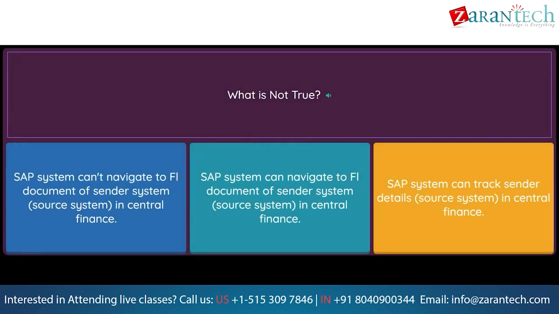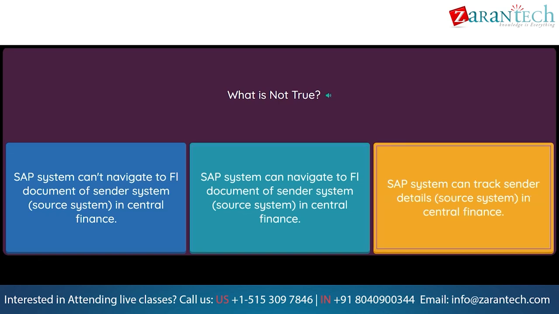Question, what is not true? Option 1, SAP system can't navigate to FI document of sender system, source system, in central finance. Option 2, SAP system can navigate to FI document of sender system, source system, in central finance. Option 3, SAP system can track sender details, source system, in central finance.